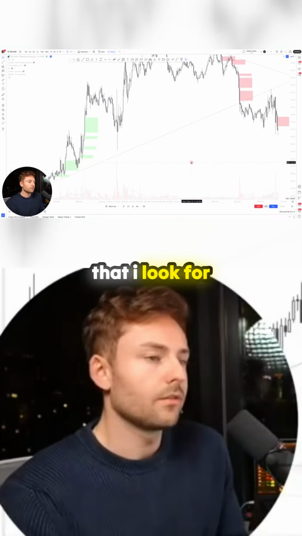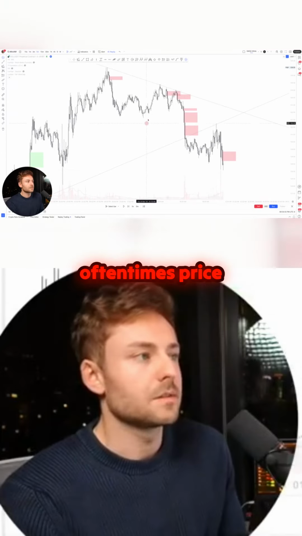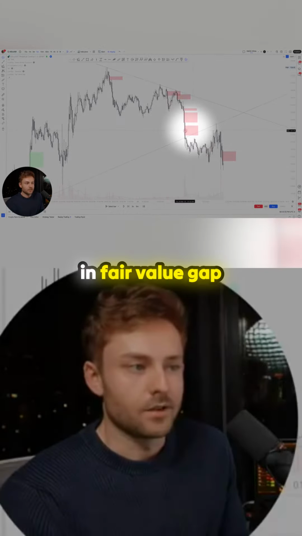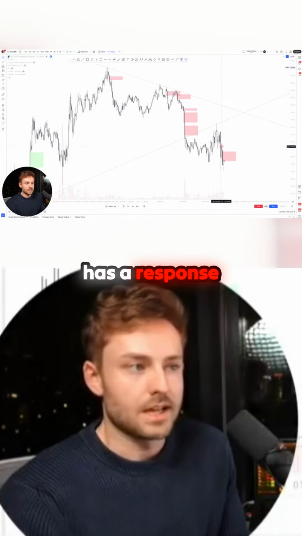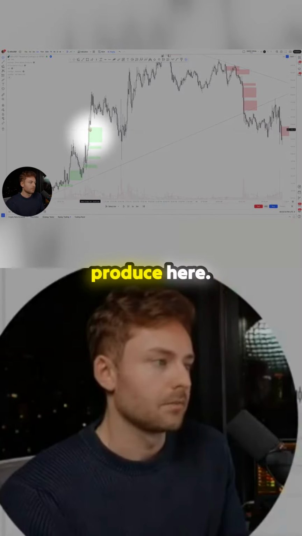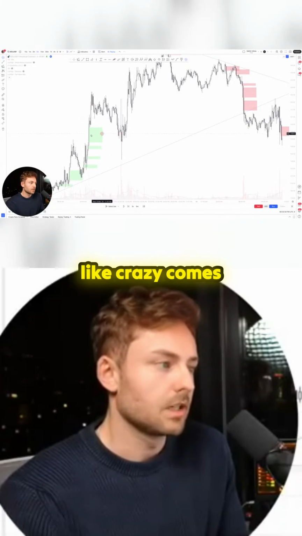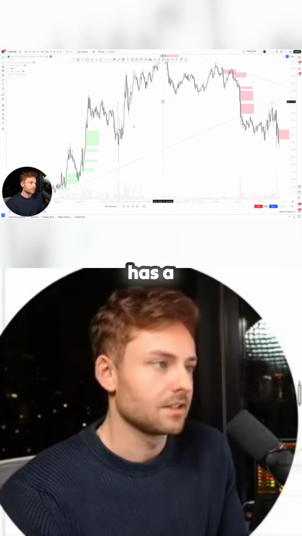But the reason that I look for them is because you can see oftentimes price will end up coming back into these and making big moves back in. Fair value gap right in here, price moves up, has a response off of it. Fair value gap produced here, price pulls back down, even though it wicked through this one like crazy, comes back down to the middle of that, has a continuation up.